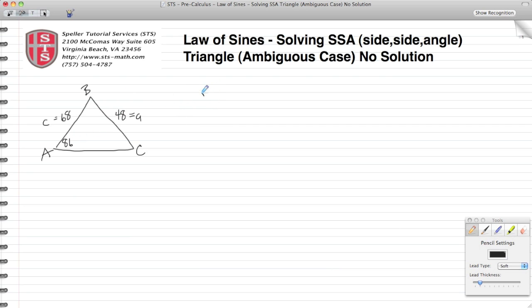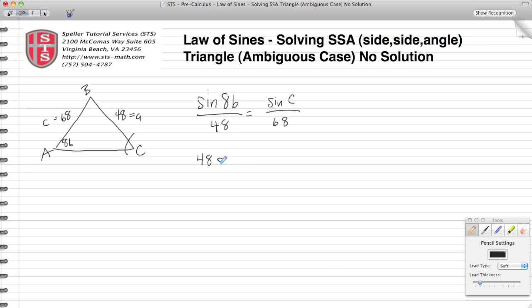So I'll take the sine of 86, and I divide that by 48 units. My only other number is side c, which is 68 units. So side c is my denominator. Its opposite angle is angle C, so we have to take the sine of angle C. Now to solve for sine C, I need to cross multiply.